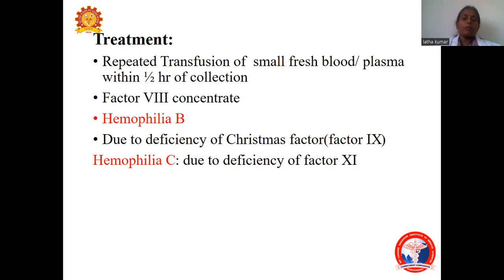Next, hemophilia B is due to deficiency of Christmas factor, that is factor 9. Hemophilia C is due to deficiency of factor 11.